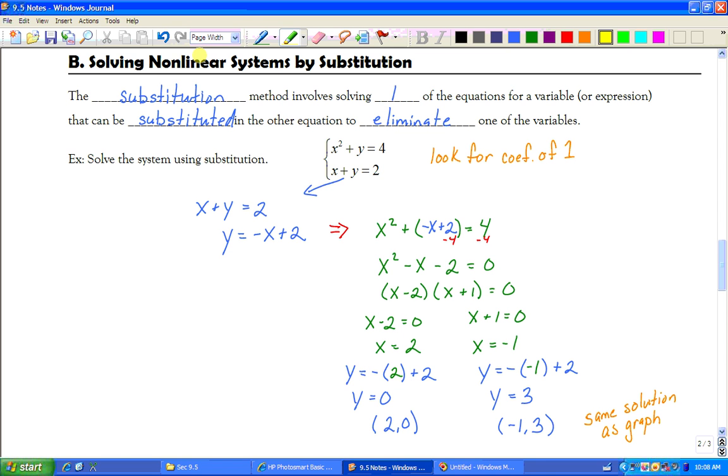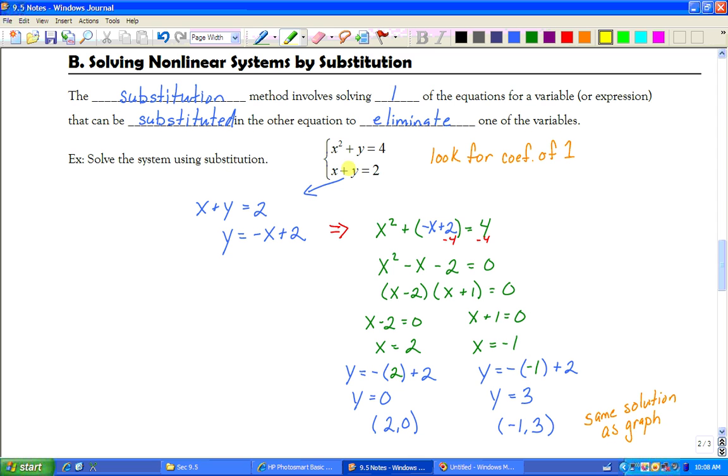Okay, so now we're going to solve a nonlinear system by substitution, and the substitution method involves solving one of the equations for a variable or expression. You can solve both for the same variable and then set them equal to each other, but with these it's usually easier to just solve one and then substitute in to the other equation with the goal of eliminating one of the variables, so get one new equation with one variable only.